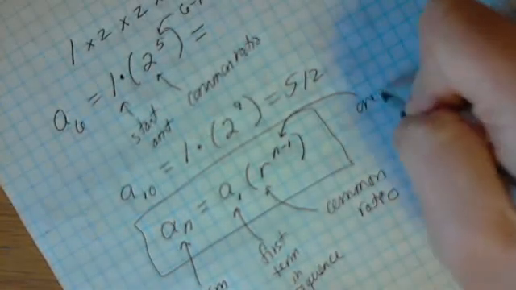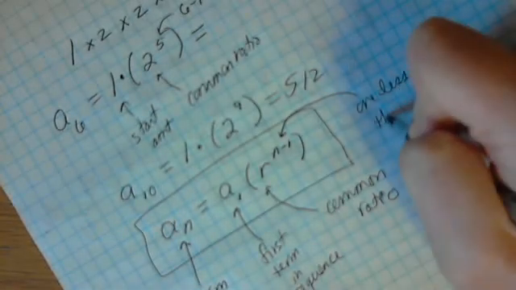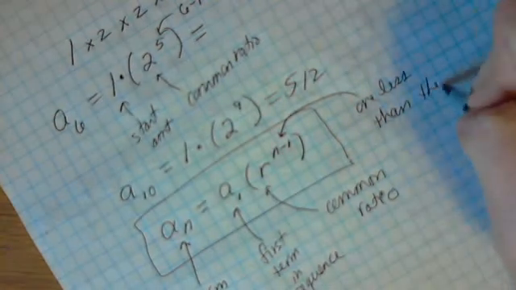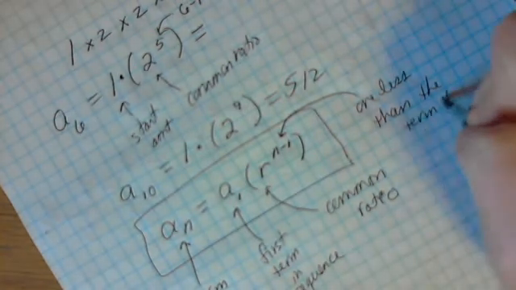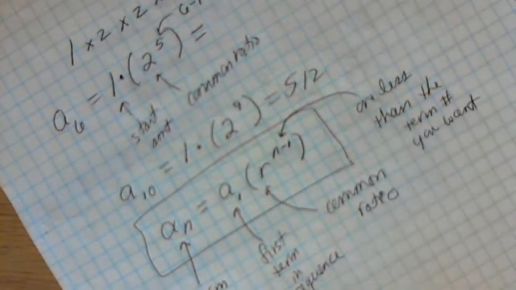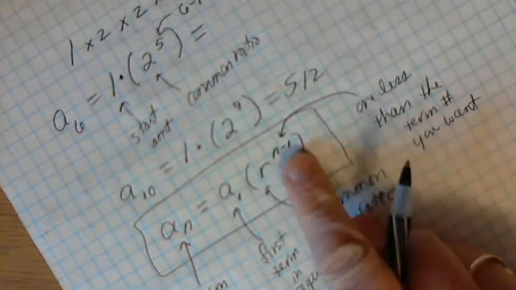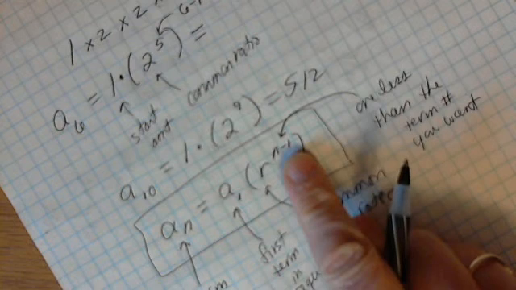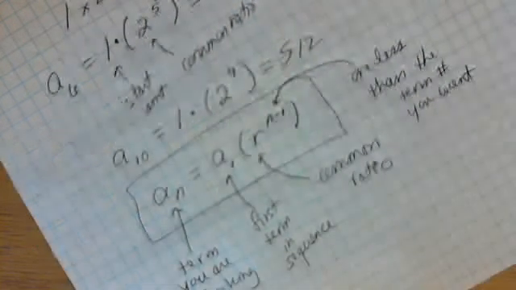And the exponent will always be 1 less than the term number you are looking for, the term number you want. If you're looking for the 10th term, this will be 9. If you're looking for the 21st term, this will be 20. Alright, make sure that's on a note card, because again, we're going to use it over and over again. In fact, we're going to use it right now as we look at the first problem on your notes packet.